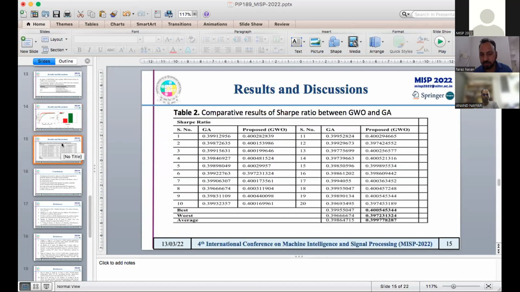Here we have the tabular data for the analysis. For GA, values 1 to 10 are on the left and 11 to 20 on the right. So 20 different values we are representing here, and the average, best and worst values we are displaying at the bottom. GA is getting 0.399 while the proposed GWO method is getting 0.40. So we are seeing here all the values are improved in GWO, while GA has lesser values.